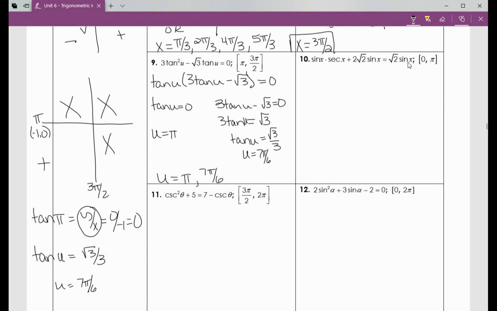In the next problem, we have a bunch of stuff going on. So I have to move this to the other side first. So that gives me sine x secant x plus square root 2 sine x equals 0. I am restricted from 0 to pi, so I do not need to look in the third or fourth quadrant because it doesn't fit my interval. So I subtracted the square root of 2 sine x and got the square root of 2 sine x. So I'm going to factor out the sine x, and that leaves me with secant x plus the square root of 2. I have it factored, so I'm going to set my factors equal to 0.